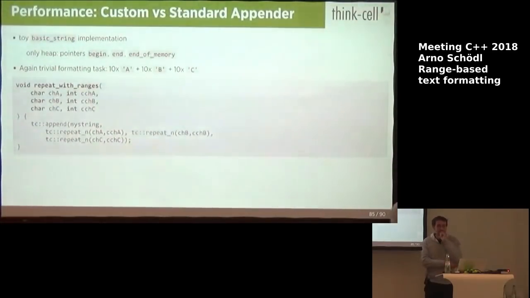Okay, now there's another test I did. I created a toy basic string implementation, one that doesn't have any small buffer optimization. It just stores everything in the heap, and has 3 pointers: begin, end, and end of memory. And you, again, have a trivial formatting task. So the strawman in this case is just where I append stuff to a string. I append my string and the 3 repeats.